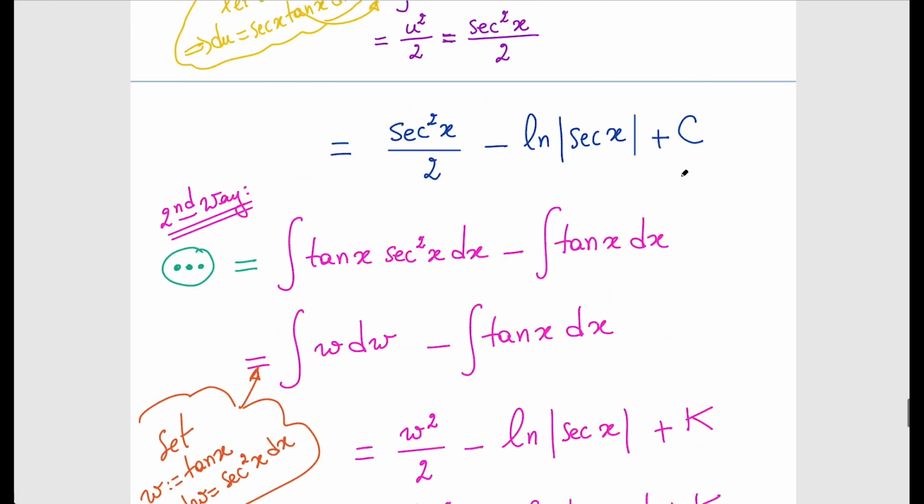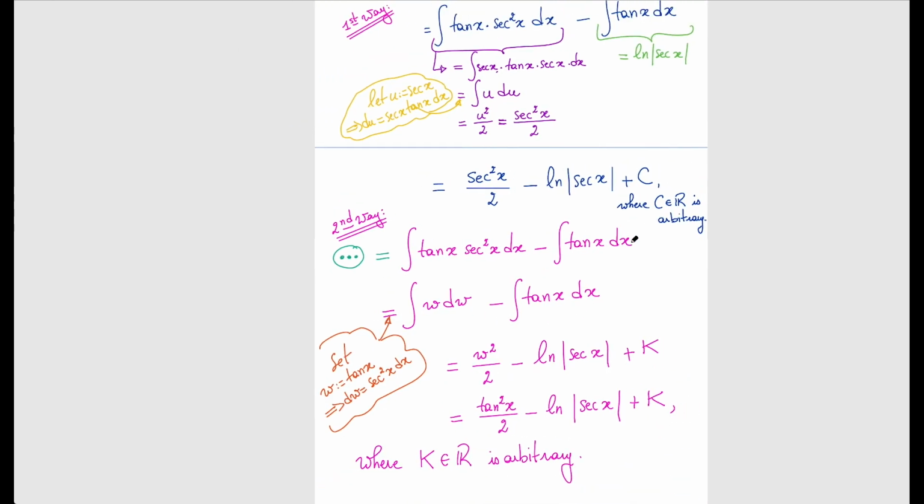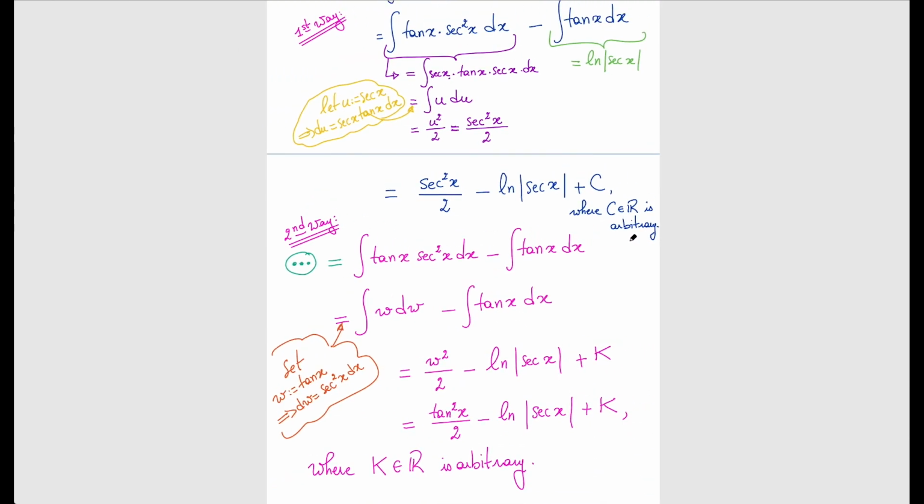And above, that c also was arbitrary in R, where c is a real number. That's arbitrary. Correct? So these are two ways to do the same thing, and apparently I got two different answers.